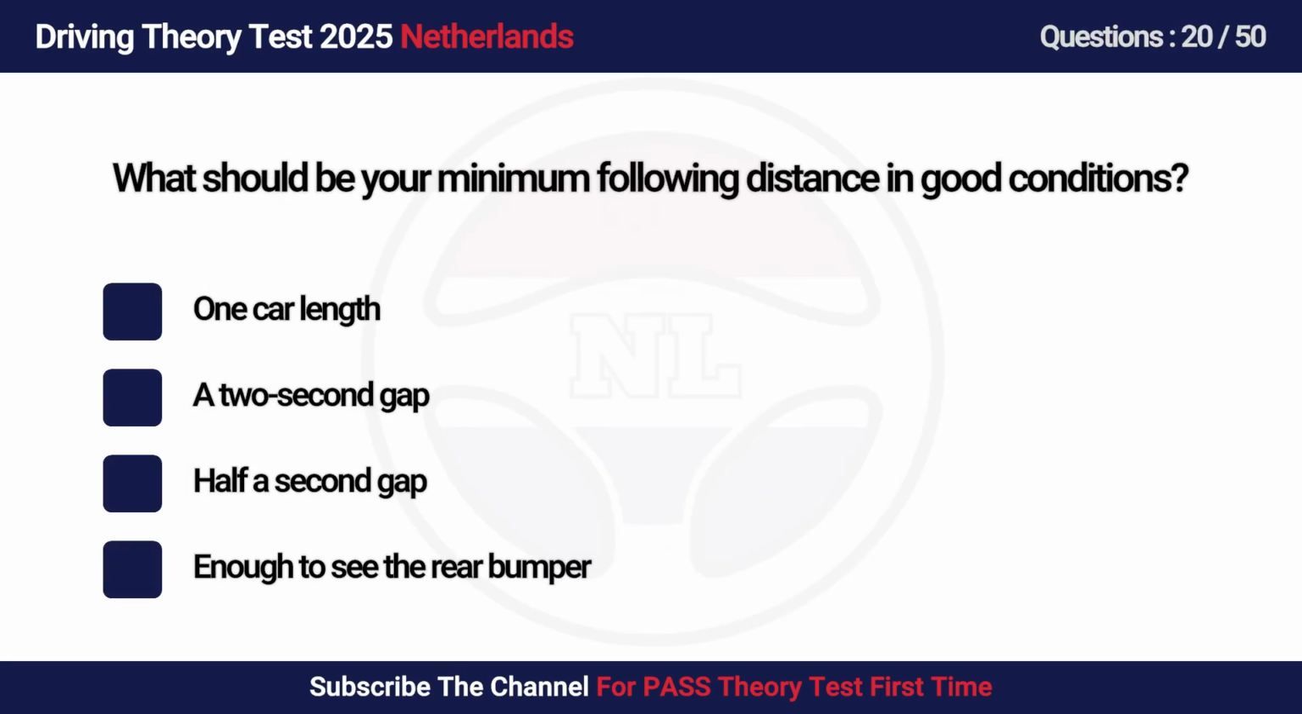A. 1 car length. B. A gap. C. Half a second gap. D. Enough to see the rear bumper.